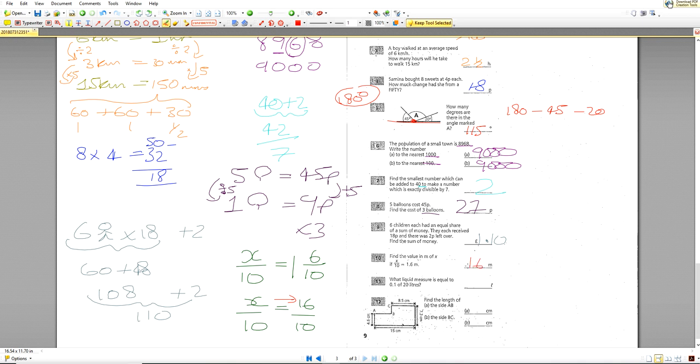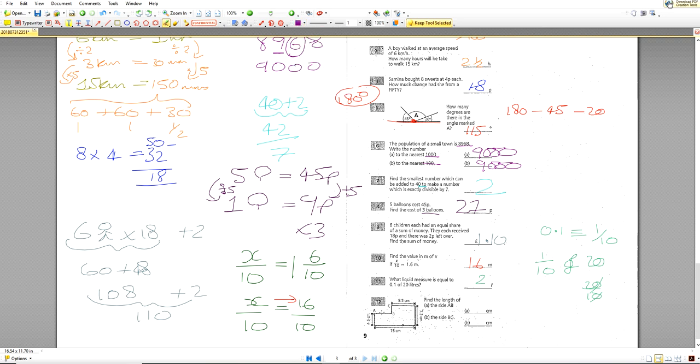Equivalent fractions. Question number 11. I think I've used this space now, so let's get a different color. Okay, green. It says here, what liquid measure is equal to 0.1 of 20 liters? Again, it's a bit of a strange way of asking the question. 0.1 is equivalent to 1/10. So basically they're saying work out 1/10 of 20, which means 20 divided by 10, which gives you 2 liters. Done. Next question, next color.